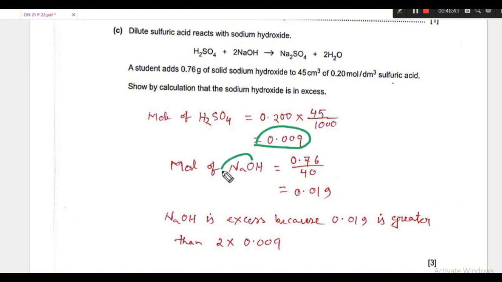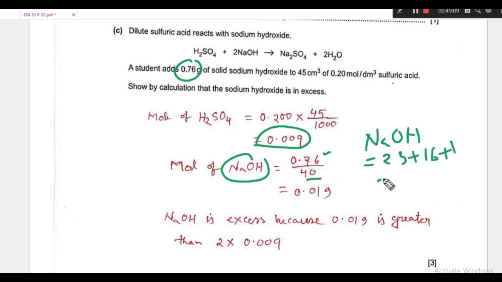Then moles of sodium hydroxide: mass 0.70 divided by 40. 40 is the sodium hydroxide relative molecular mass, sodium 23 plus oxygen 16 plus hydrogen 1, you will get 40. So you get 0.019. But the mole ratio: 1 mole sulfuric acid reacts with 2 mole sodium hydroxide.